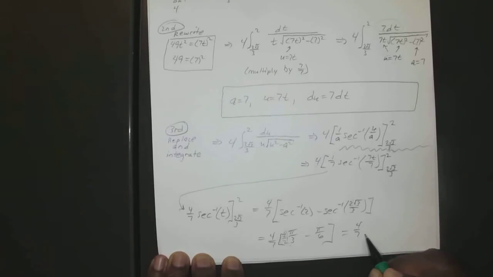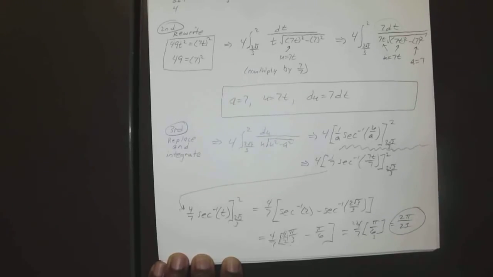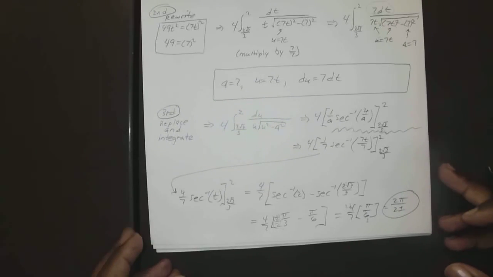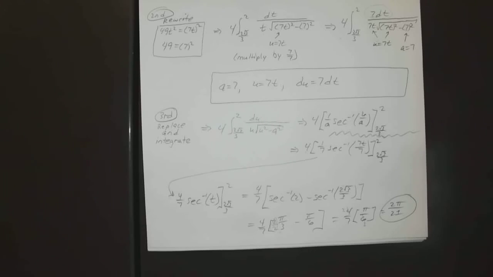So we have 4 over 7 times pi over 6. This simplifies. 2 goes into 4 twice, 2 goes into 6 3 times. So that's just 2 pi over 21. All right. So any questions on that one?